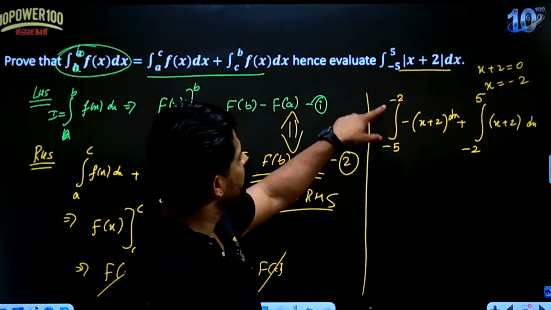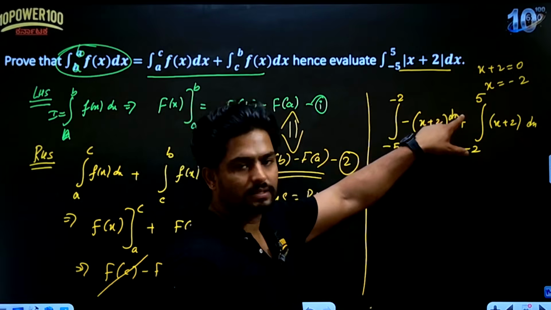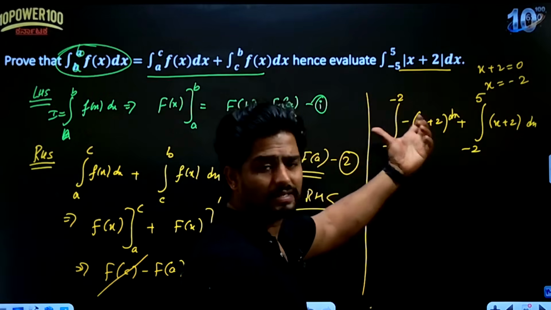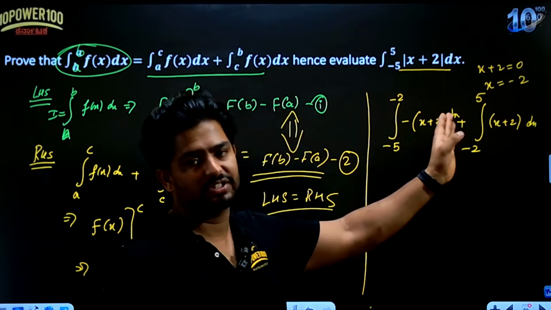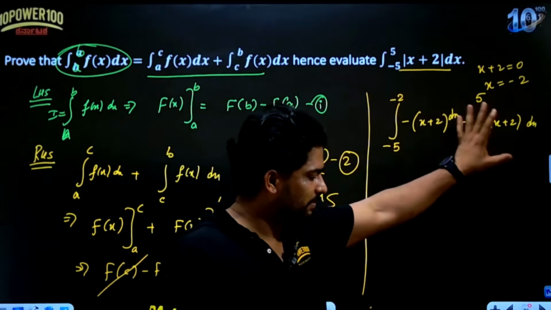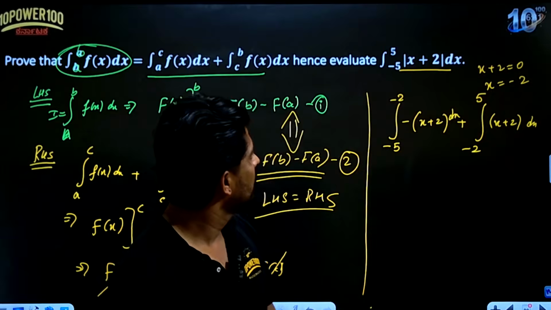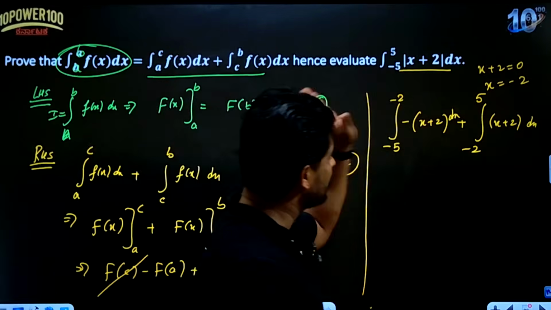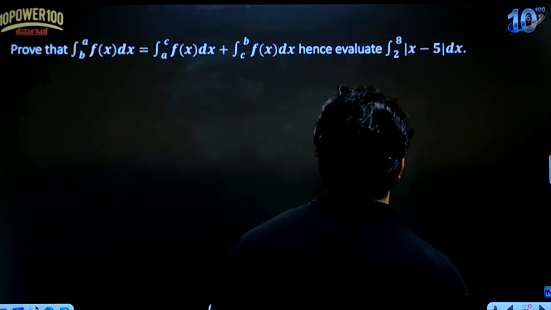Okay, from minus 5 to minus 2, it is minus of x plus 2 dx, and from minus 2 to 5, it is x plus 2 dx. So integration of x is x square by 2, plus 2x. Same steps, solve it and you will get the answer. Some fraction calculation is there, so just try it out. If you don't understand, tell me. We'll try it in the next video.